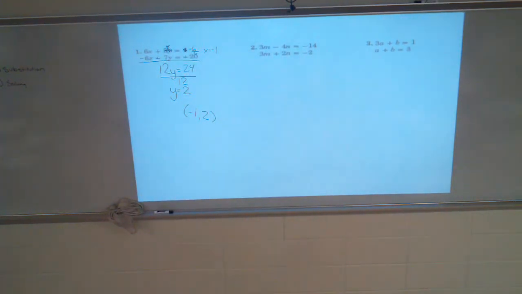Regardless of which one you change, you should be getting n equals 2.